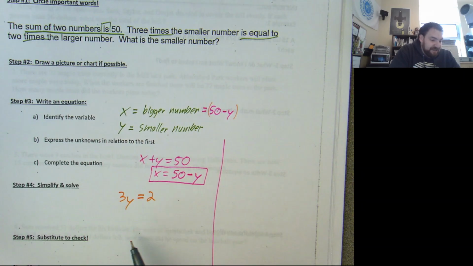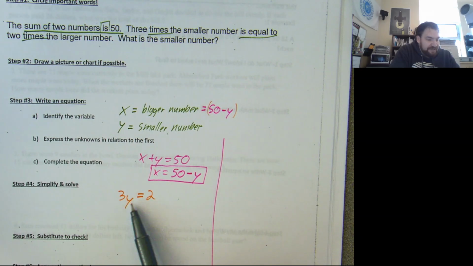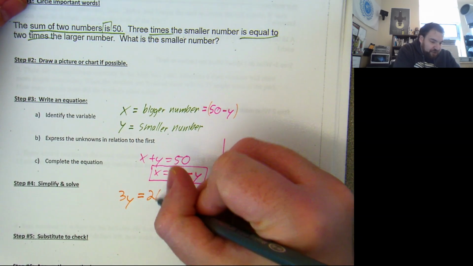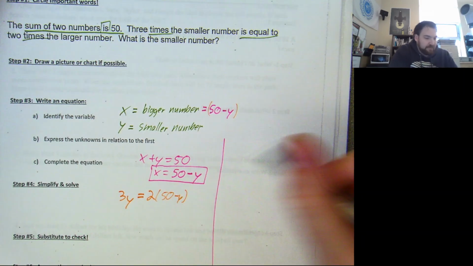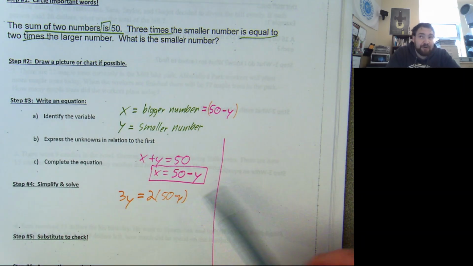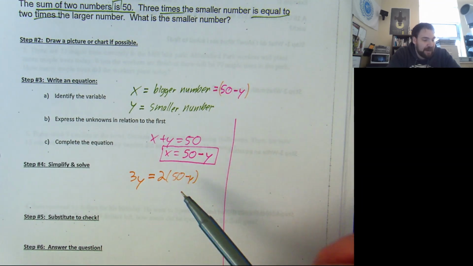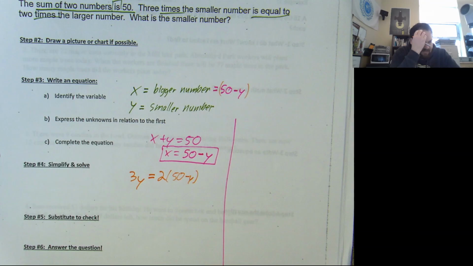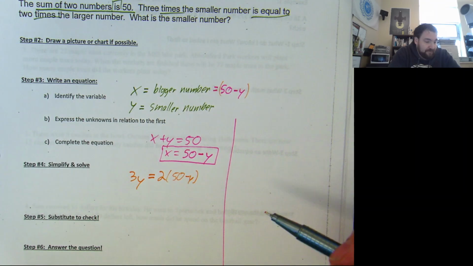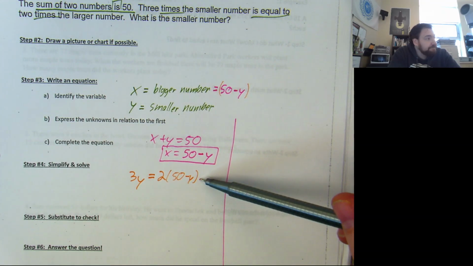So I'm going to say, okay, 3 times the smaller is equal to 2 times the larger, and the larger is 50 minus y. That now needs to go inside a set of brackets, and now we've got an equation to solve for y, because all we want is the smaller number. So let's solve it. What's my first step to solving this? What do I have to do to solve?